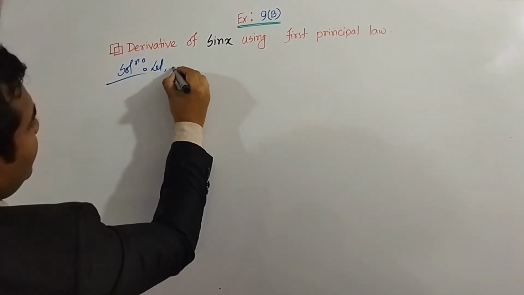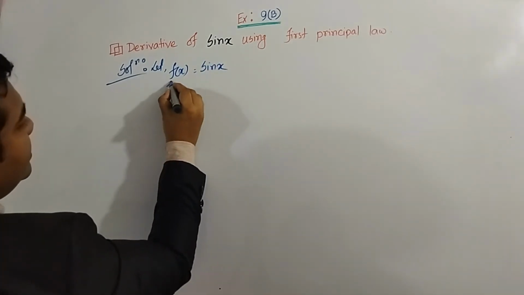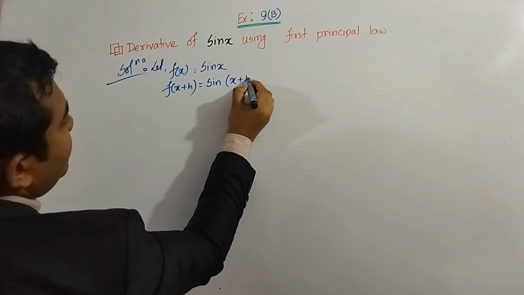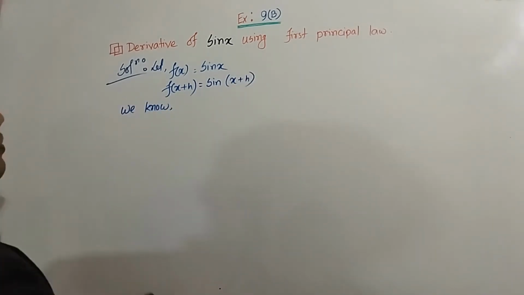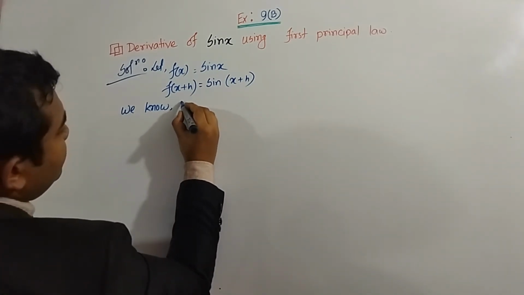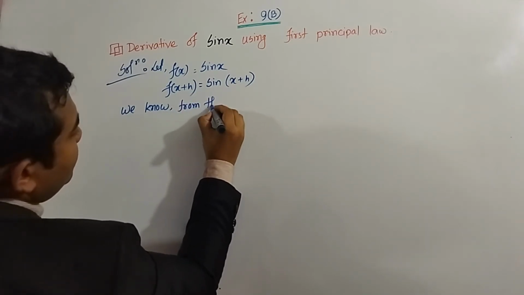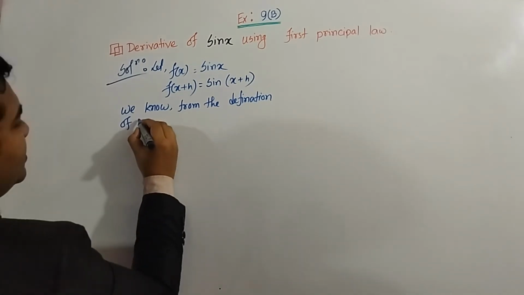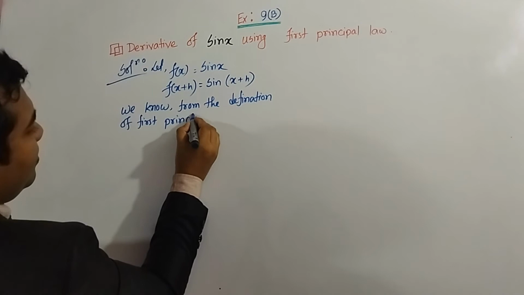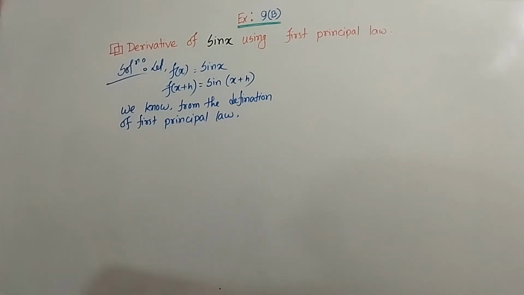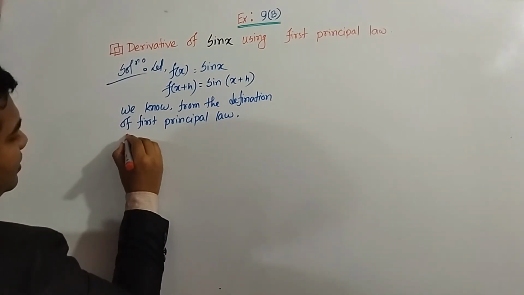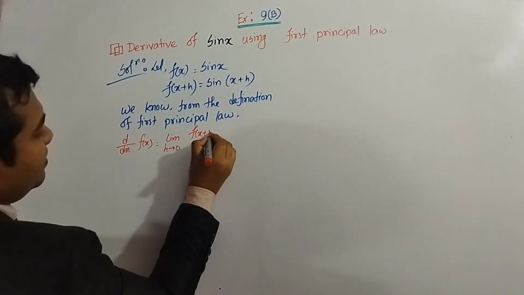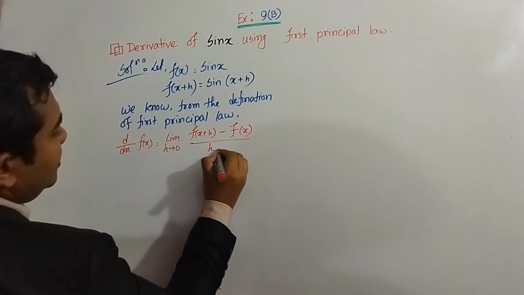First, let f(x) be sine x and f(x plus h) must be exactly sine of x plus h. And we know from the definition of the first principle law what we know actually, d/dx of f(x) equals the limit as h tends to 0 of f(x plus h) minus f(x) divided by h.